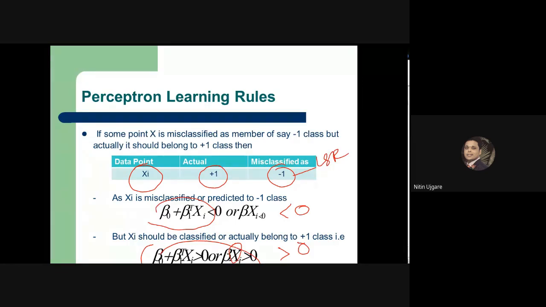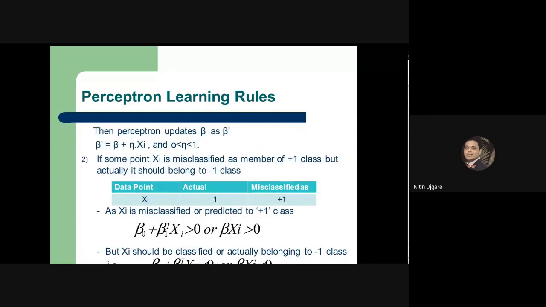Whenever the calculation of this left hand side is greater than or equal to 0, then we classify that instance to the positive class. And if it is less than 0, then we classify that instance to the negative class.